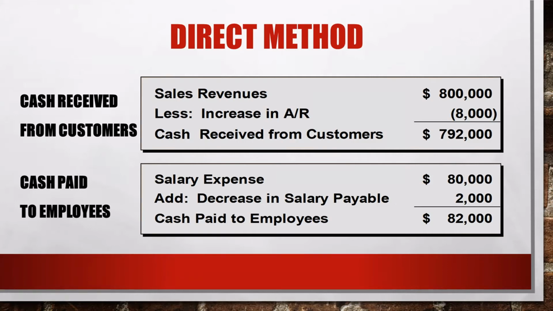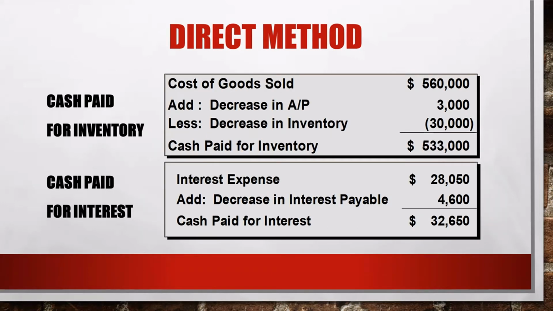To calculate the cash received from customers, we need to subtract the 8,000 increase in accounts receivable from sales revenue of $800,000. Cash received from customers is $792,000. Cash paid to employees is $82,000, which is an $80,000 salary expense, plus a decrease in salary payable of $2,000.